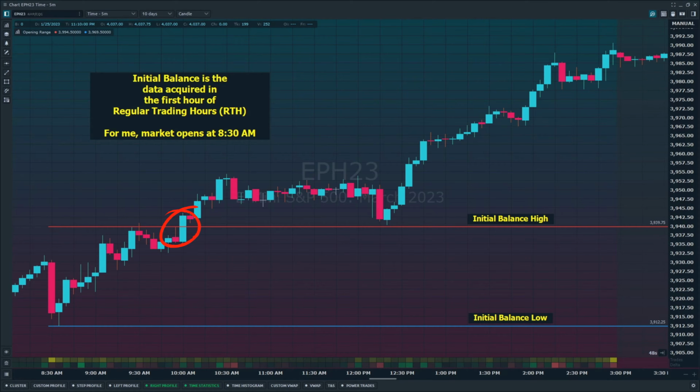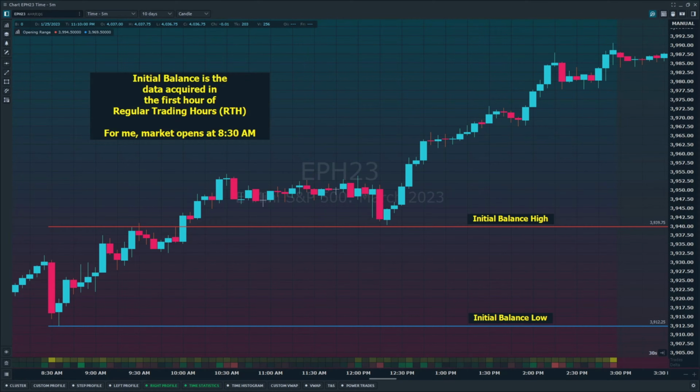So once we are above initial balance high, we then expect the retest of initial balance high to be a level of support, and we will then be watching for a delta flip there, delta being really negative because you will be selling down back to initial balance high.